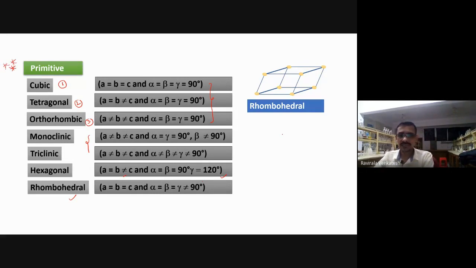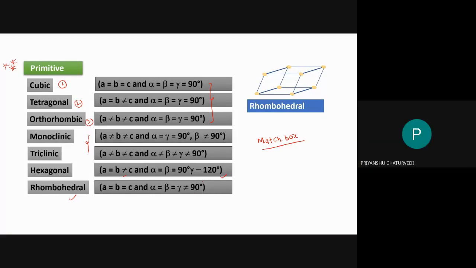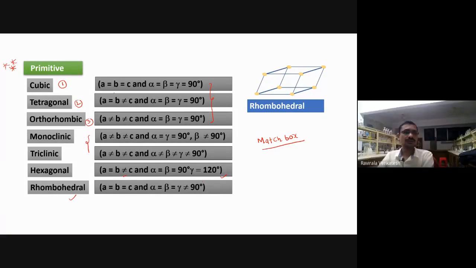Okay. Now, matchbox. If you observe a matchbox, it will have which type of primitive cell? Anybody? Do you know that one? Tetragonal.